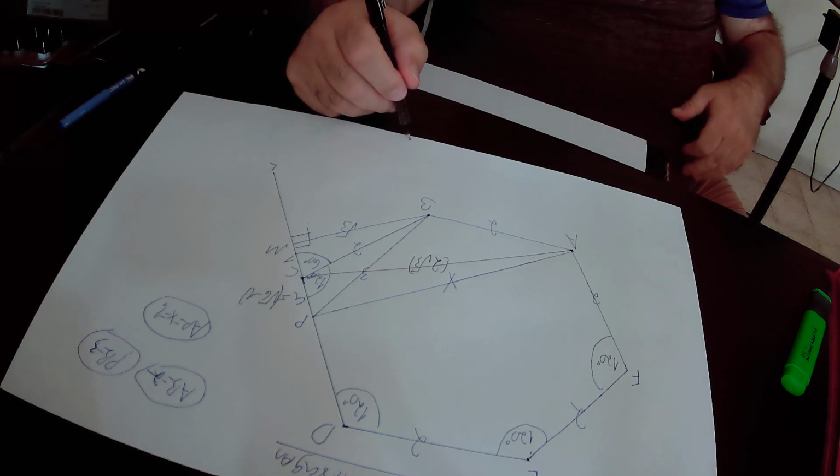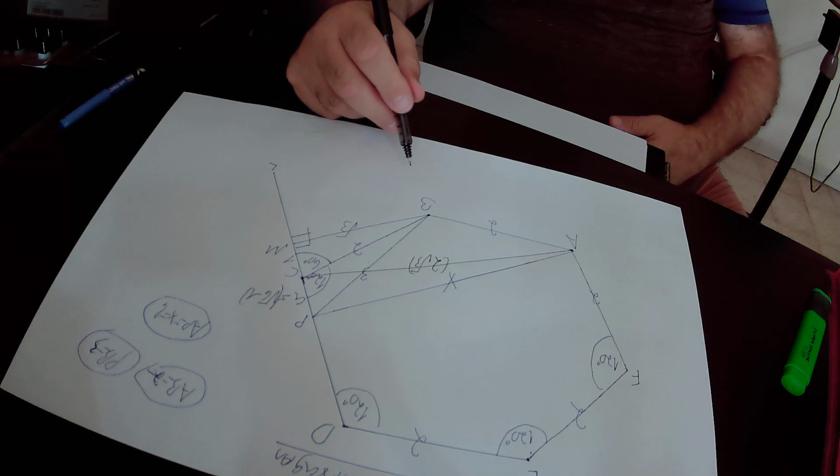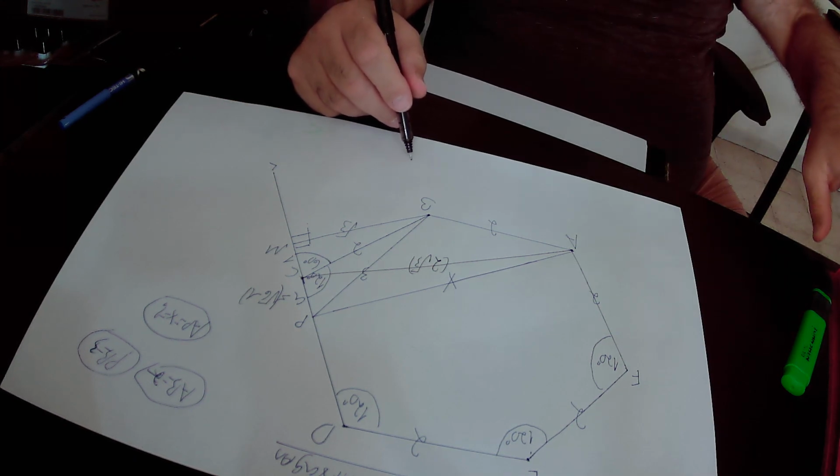So I'll copy triangle ABC again, and we will continue to analyze it.